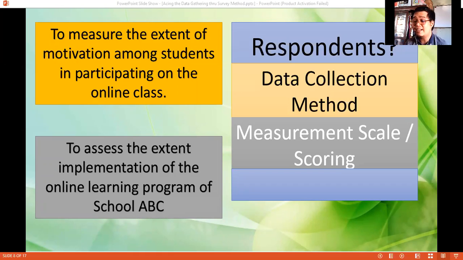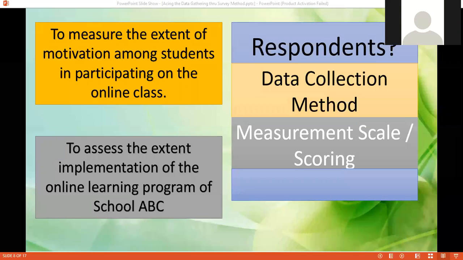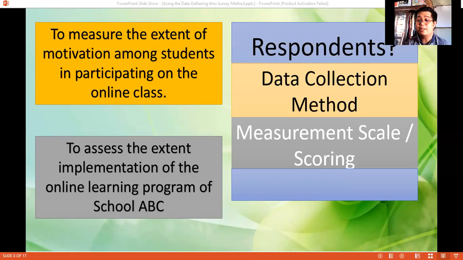Why? Because it is clearly highlighted in the, ang tawag to? In the objective of your research study. Now, where do you think the research will happen? Where do you think the research will happen? Saan kaya gaganapin yung research, Miss Esteves? It will happen in school ABC. Okay, correct. It will happen in school ABC. Therefore, you need to consider those things. Okay?